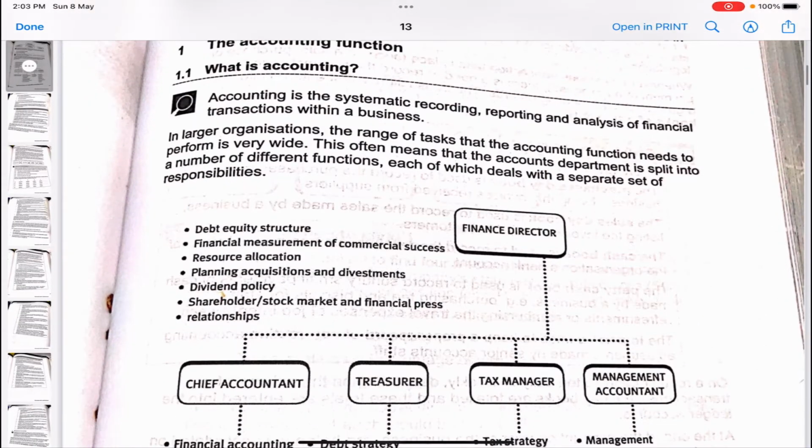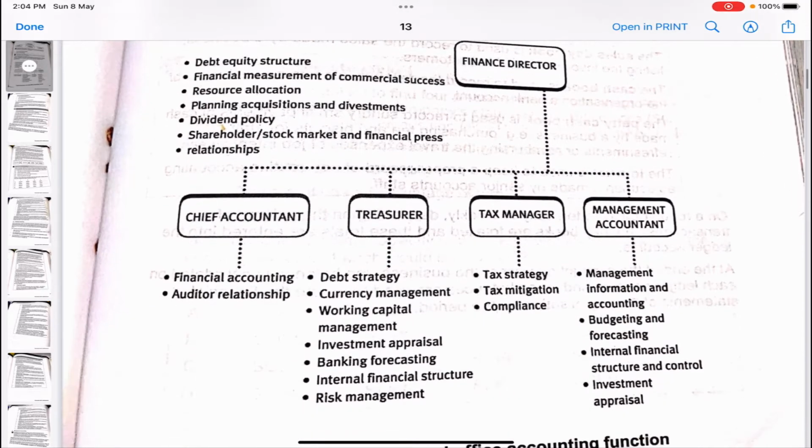So what is accounting? Accounting is the systematic recording, reporting, and analysis of financial transactions within a business. In larger organizations, the range of tasks that the accounting functions need to perform is very wide. This often means that the accounts department is split into a number of different functions, each of which deals with a separate set of responsibilities.